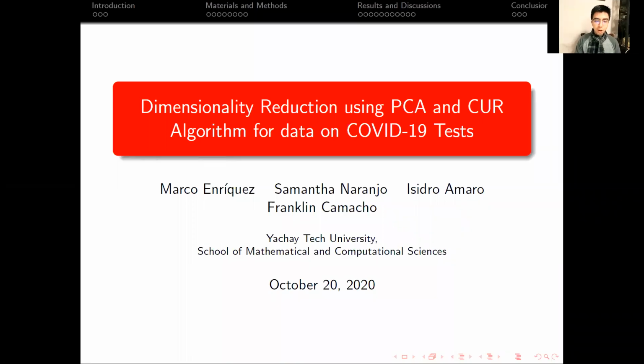Welcome to the presentation of the paper Dimensionality Reduction using PCA and CUR Algorithm for a data COVID-19 test. The authors are Marco Enriquez, Samantha Naranjo, Isidro Amaro, and Franklin Camacho. All of them are members of Yachay Tech University, School of Mathematical and Computational Sciences, Urcuquí, Ecuador.